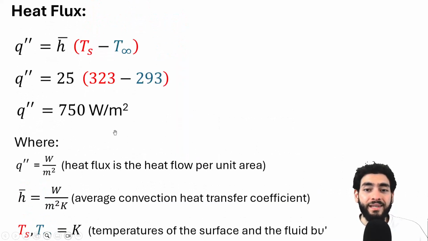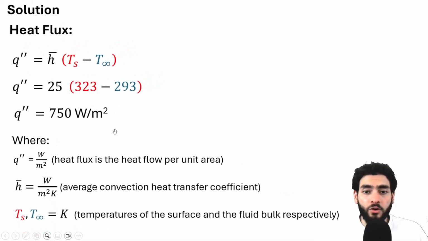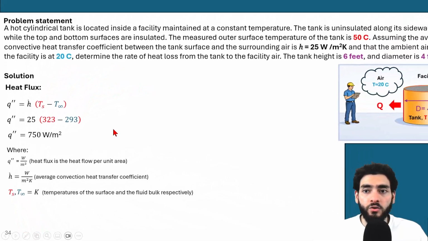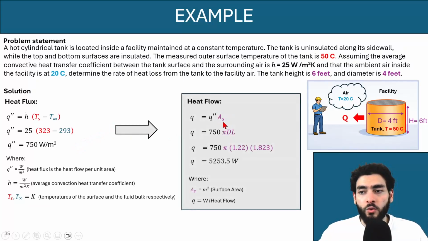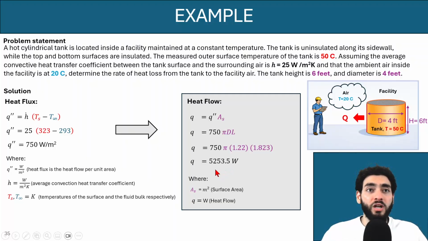Now, what we need to find is the total heat flow and not the heat flux. So in order to do that, you'd have to multiply the heat flux with the surface area of the tank. And we know that the surface area of a cylindrical tank would be pi times the diameter of the tank times the length of the tank. And since we have all of these numbers, if you multiply them together, you get a total heat loss of 5,253 watts. So that's about 5 kilowatts of heat transfer from the tank.